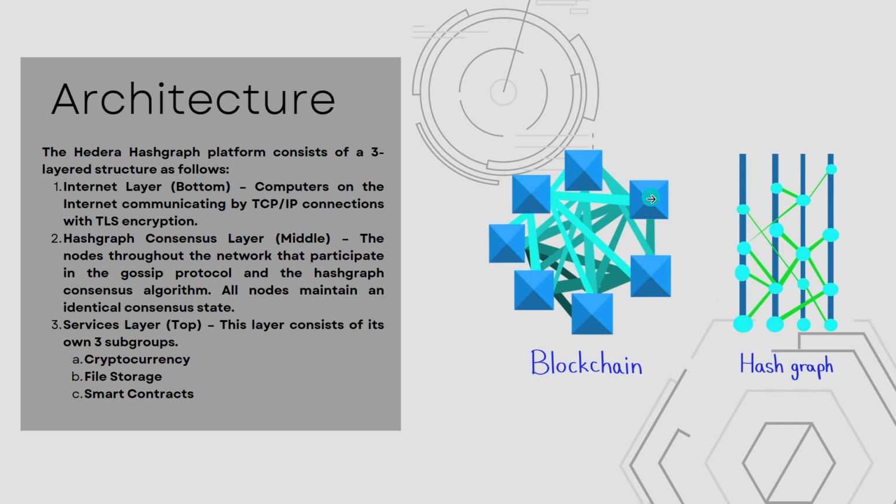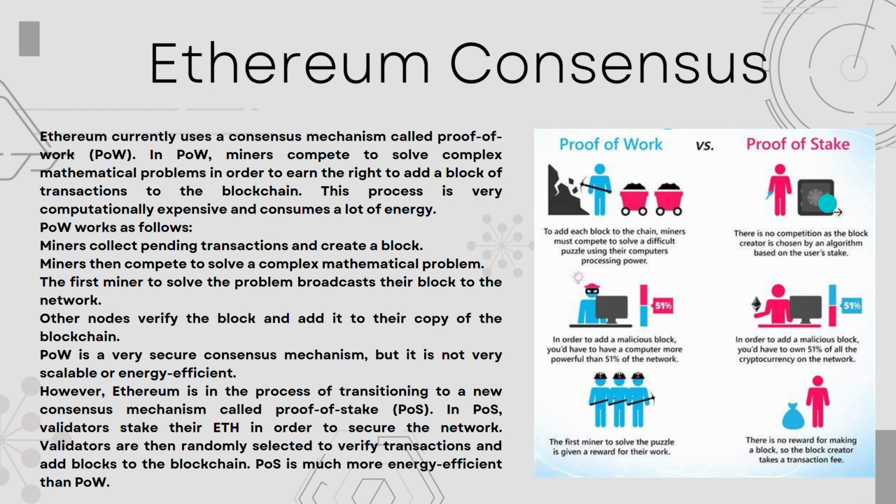Here we see a diagram of the difference between how blockchain and hashgraph look. Ethereum consensus: Ethereum currently uses a consensus mechanism called proof of work. In proof of work, miners compete to solve a complex mathematical problem in order to earn the right to add a block of transactions to the blockchain. This process is very computationally expensive and consumes a lot of energy. Proof of work works as follows.